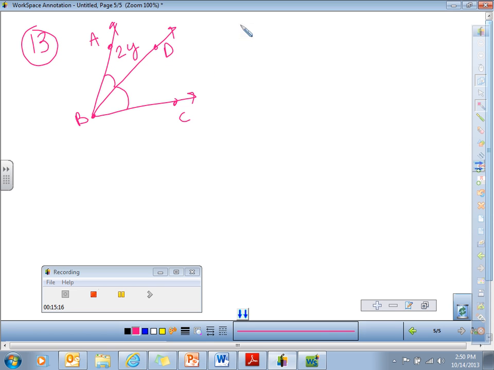But let's just say that the problem said the measure of angle ABC is equal to 5y minus 12. Let's say it said that. Does that make sense? Yes, ma'am. And it says find the measure of that angle. So it wants to find the measure of this angle, ABC. So what would I do here?